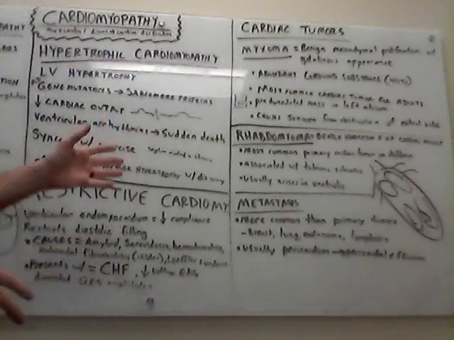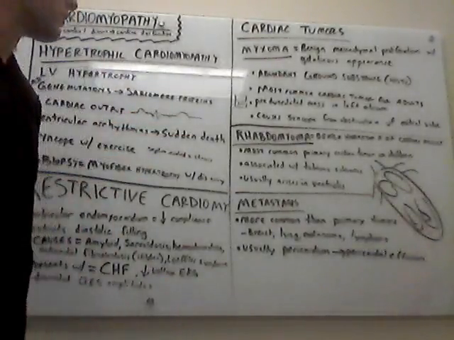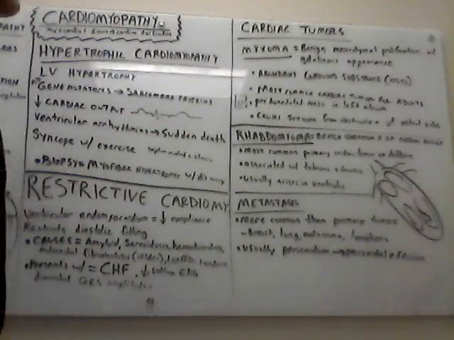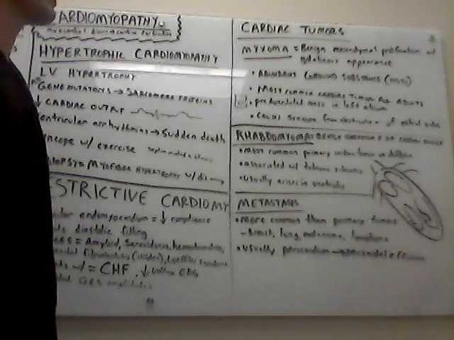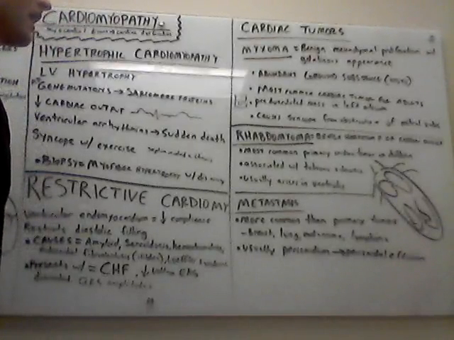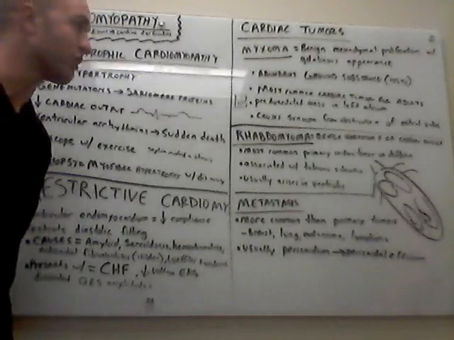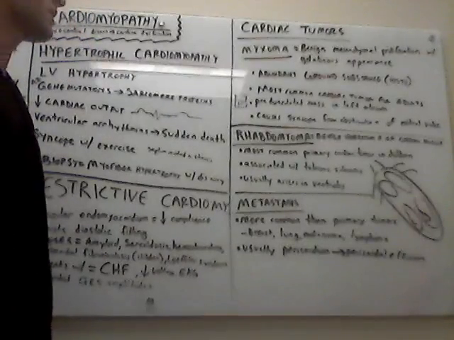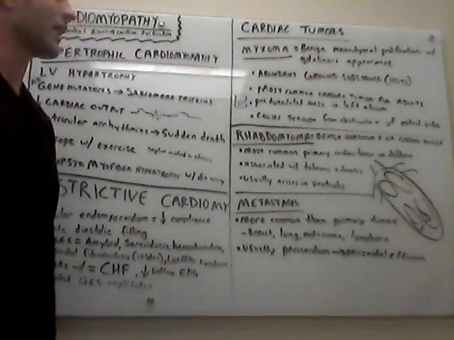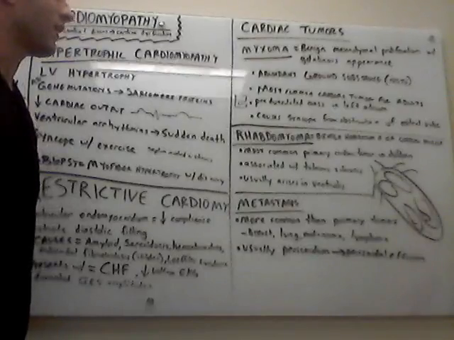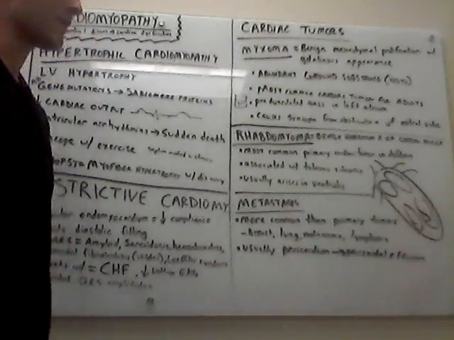Okay, moving on from cardiomyopathy, going on to cardiac tumors. This is straightforward. First of all, we have our myxoma, which is a benign mesenchymal proliferation with gelatinous appearance. On histological examination, there is abundant ground substance, and it's the most common cardiac tumor for adults. And ultimately what happens is there's a pedunculated mass in the left atrium.